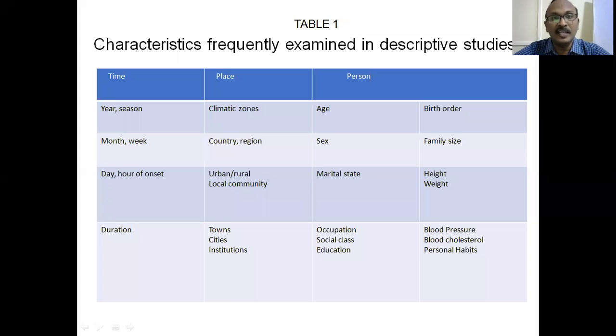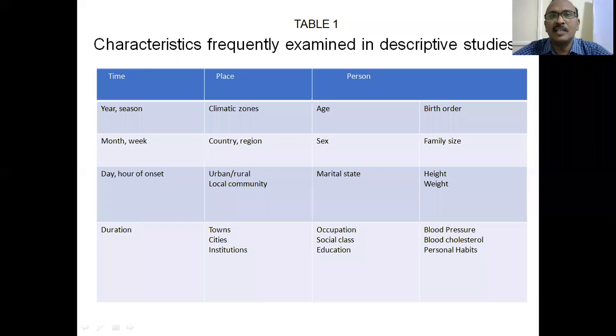Whether it is an urban area or a rural area that is affected, or whether it is a local community in a particular area that is affected. Whether towns are affected, whether cities are affected, or whether institutions, it can be a college, a hospital, or an office, which can be affected.